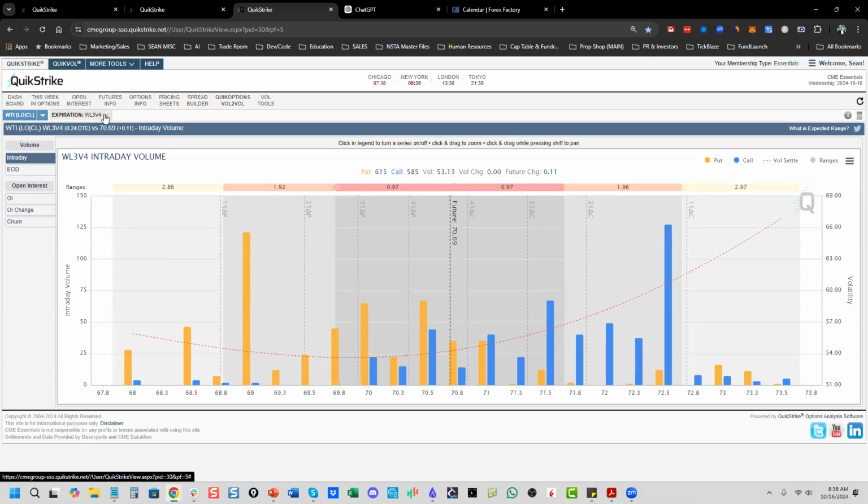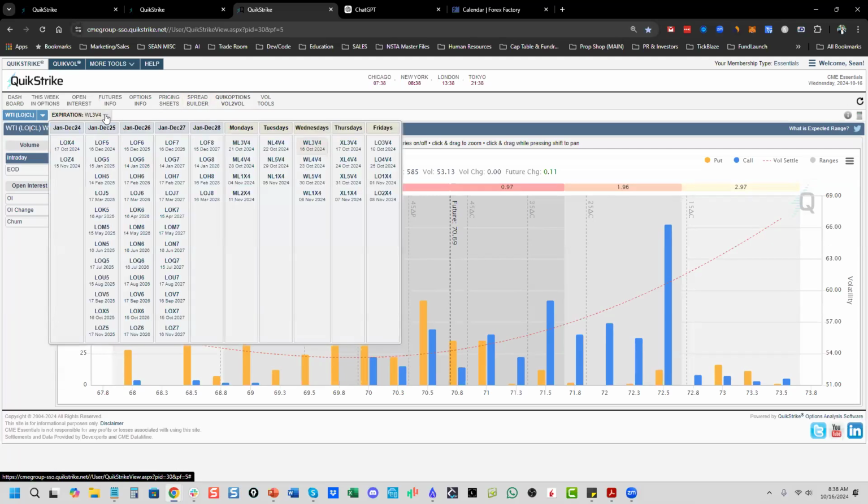Then what you want to do is you want to make sure you click on this drop down. And you see how this is highlighted over here? You need to make sure that you're looking at 0 DTE or less. See, it says 0. Let me just hover over it. It says contract expiration, 0.24 DTE. That means it's less than a day. Okay. So you always want to make sure you're on the 0 DTE contract.